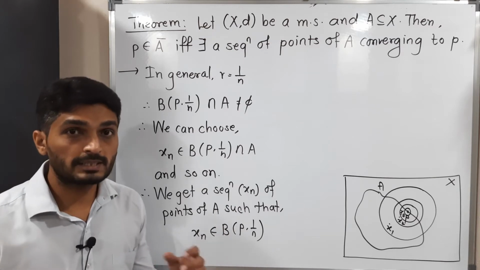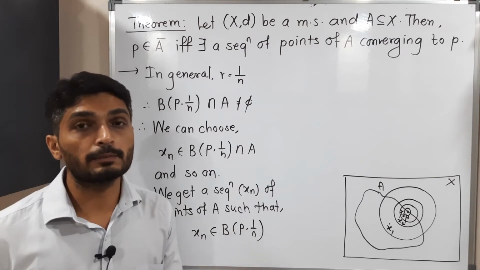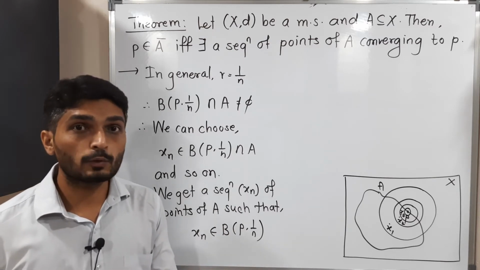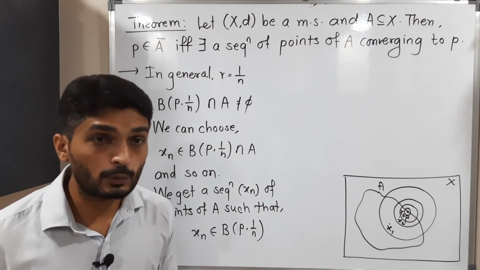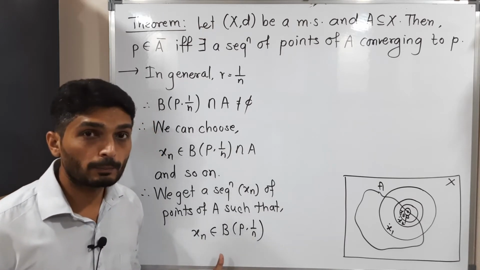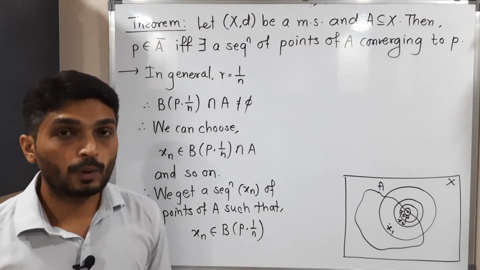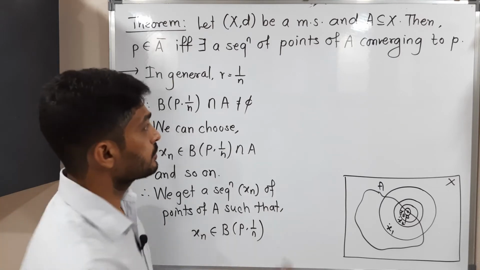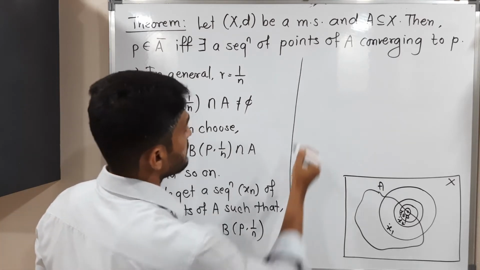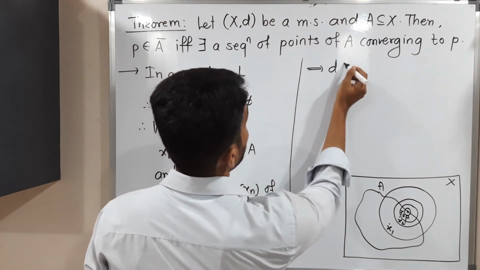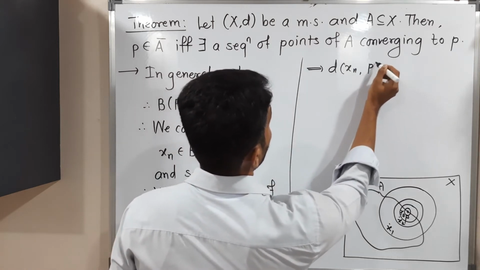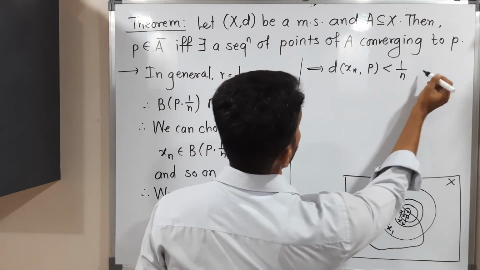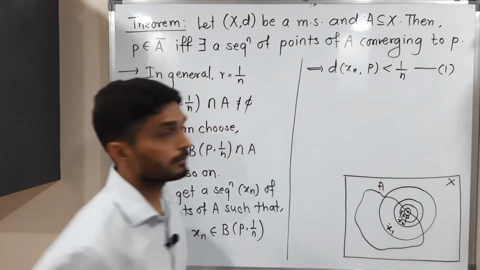So we are getting a sequence xn of points of A such that each point lies in this open ball. That means x1 lies in an open ball with center P radius 1, x2 lies in an open ball with center P radius 1 by 2, and xn lies in an open ball with center P and radius 1 by n. So that means the distance of xn from the center of the ball is less than its radius 1 by n. A very important thing we have.